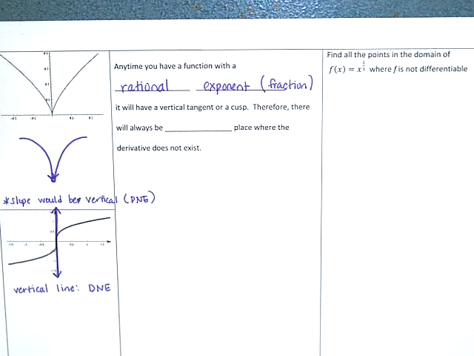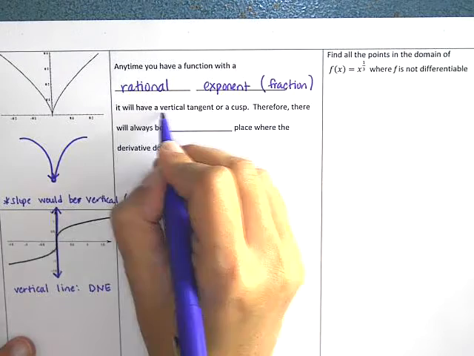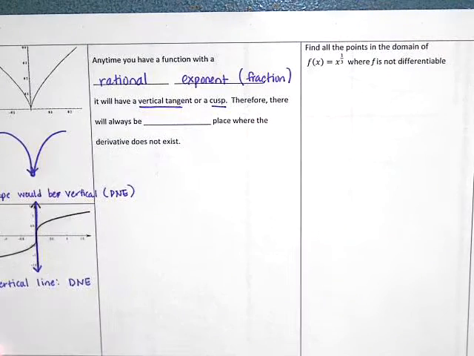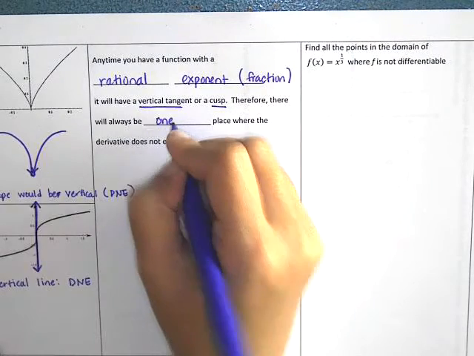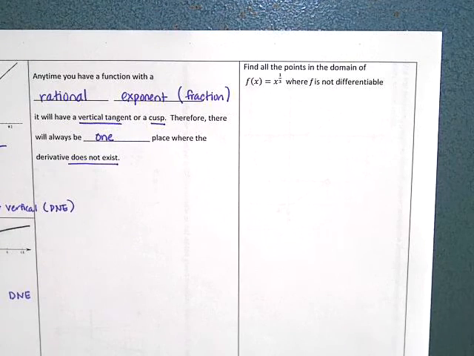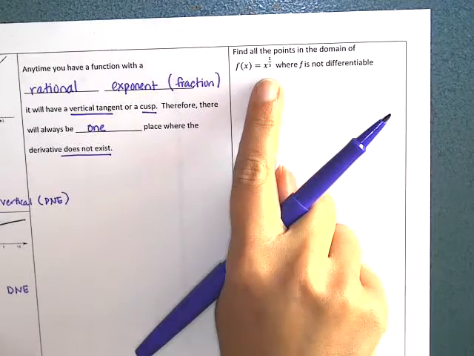It's going to have one of these things happen. It's either a vertical tangent or a cusp, and it doesn't really matter which one. Therefore, there will always be one place where the derivative does not exist on that graph. So find all the points in this domain where f is not differentiable.